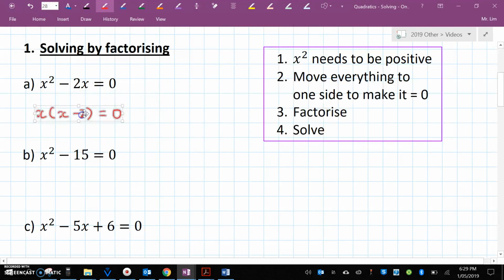And from here, one of these two terms needs to equal 0. We can see that x has to equal 0 or 2. If x is equal to 0, then 0 times 0 minus 2 is 0. Or if x is equal to 2, 2 times 2 minus 2, that 2 minus 2 is 0, and 2 times 0 is 0. So there are two answers. x is equal to 0 and 2.